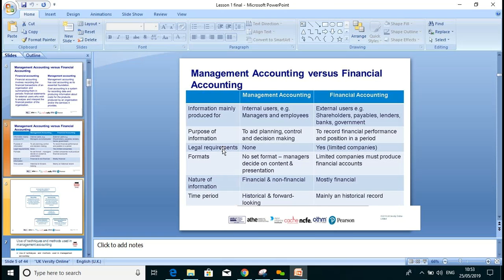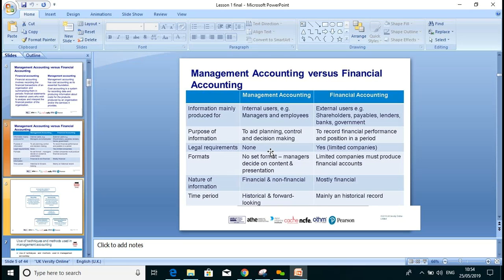The purpose of information in management accounting: why do we need information? Because planning is also a management function. Planning, controlling, and decision making: managers always plan, they look at control, they make decisions either to expand our business or not, either to launch the product or not. So always the managers make the decisions. To record the financial performance and position in a period, there is a legal requirement to produce financial accounts, but it's not a legal requirement to produce management accounts.